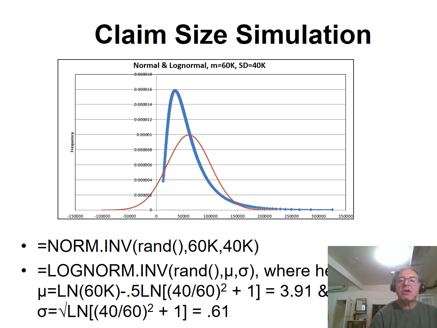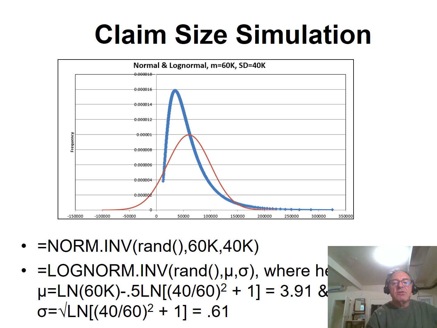So it is not hard to use Excel to simulate various functions. Here is how I'd simulate a normal probability distribution function. Suppose here I want a mean of $60,000. If you recall, that's the claim size mean. And suppose my standard deviation were 40. So NORM.INV would give me a random normal variable.